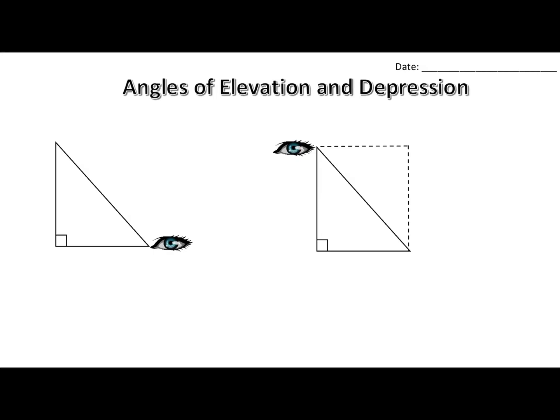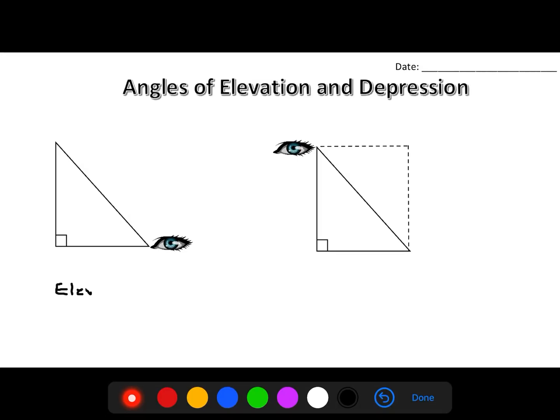In trigonometry, there are a couple of definitions that we need to know when we are trying to work out some word problems, and that's angles of elevation and depression. So, first of all, angles of elevation.